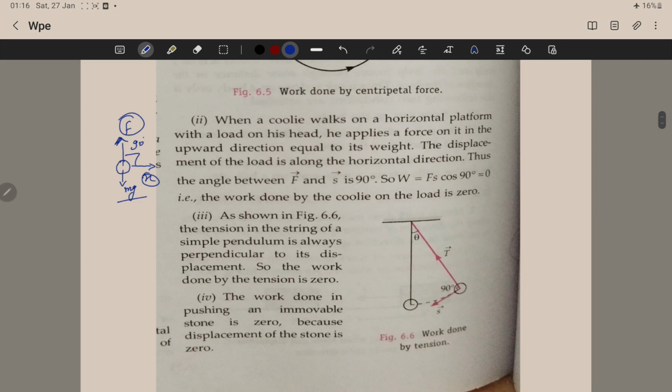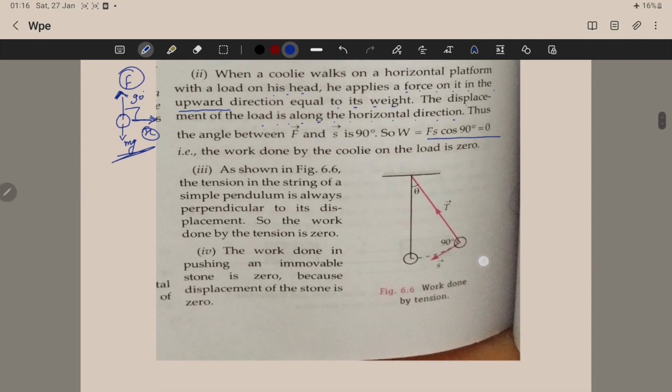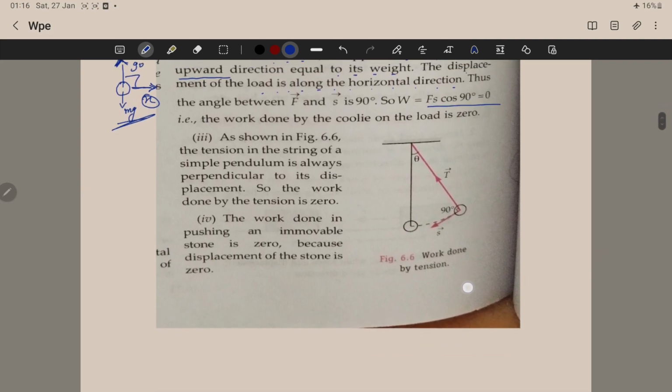So you can see that when a coolie walks on a horizontal platform with a load on his head, the applied force in the upward direction is equal to its weight. The displacement of the load is along the horizontal direction. Thus the angle between F and S is 90 degrees. So the work done is F S cos 90, and we know cos 90 is 0.